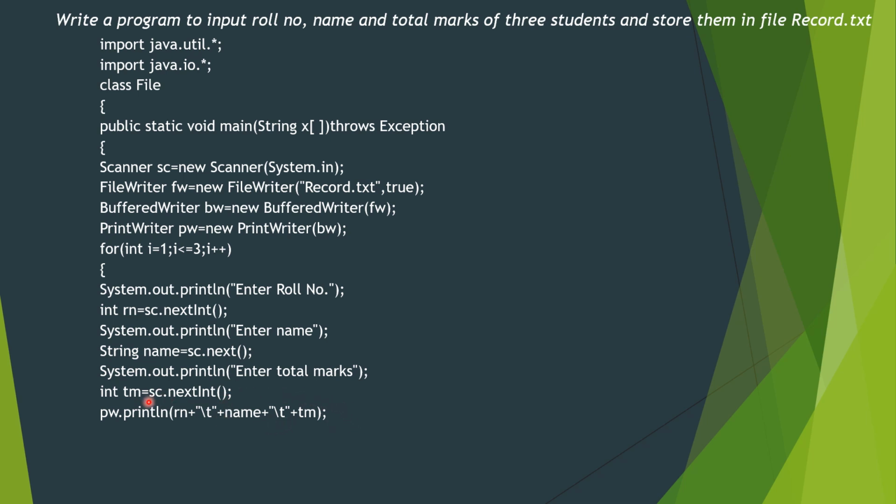So this information is written in the file record.txt. Now end of for, pw.close, we'll close the stream object, and after that end of main, end of class. So this is the program to write information in a file record.txt.